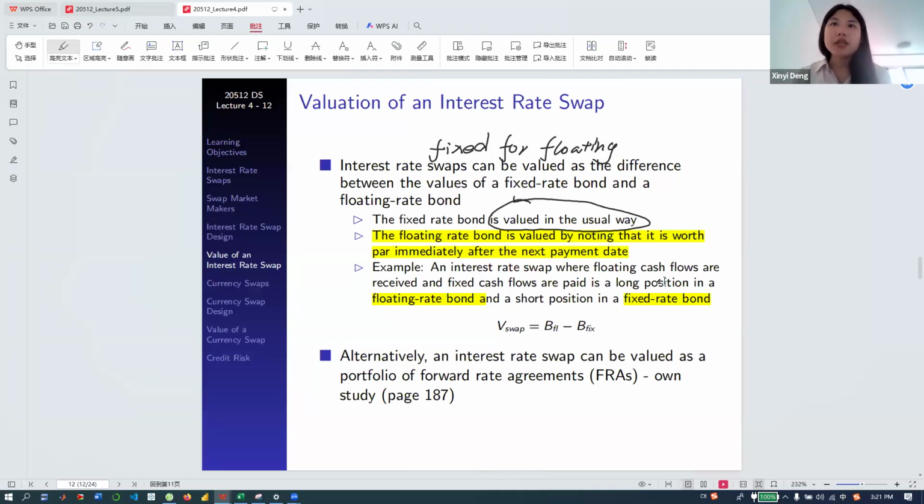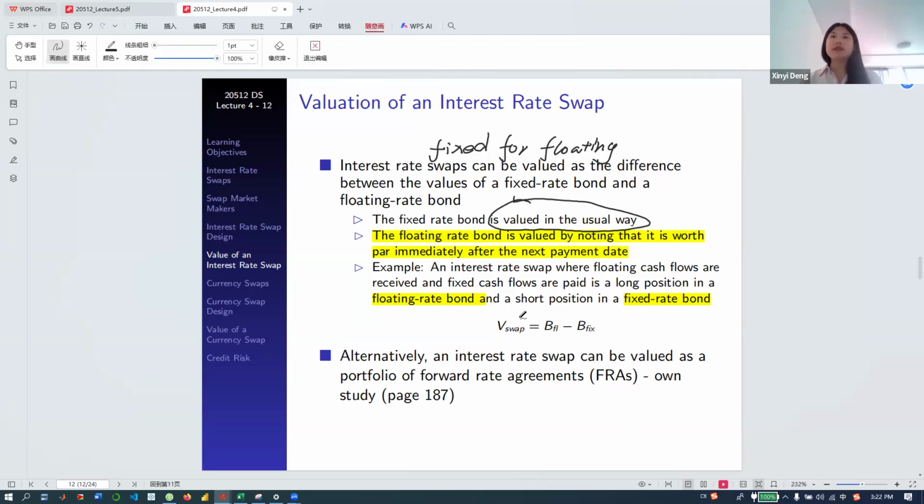And if you think about the opposite scenario, where floating cash flows are being paid and fixed cash flows are being received, this value here will just change sign. So for that scenario I'm mentioning, the value of the swap is just going to be B fixed minus B floating.